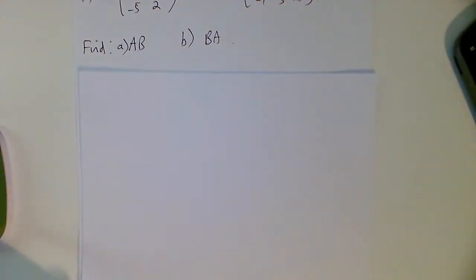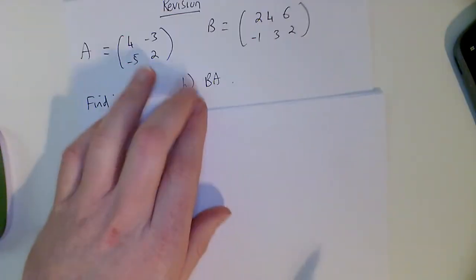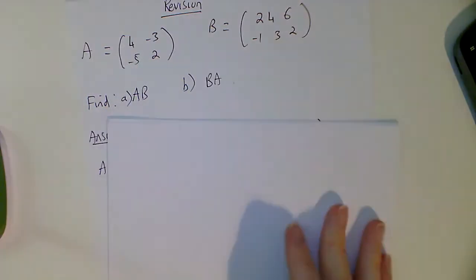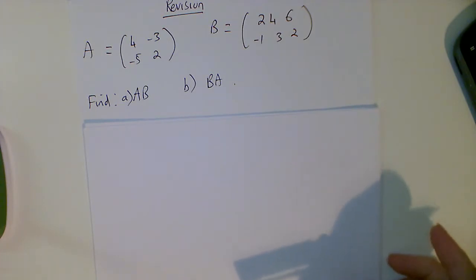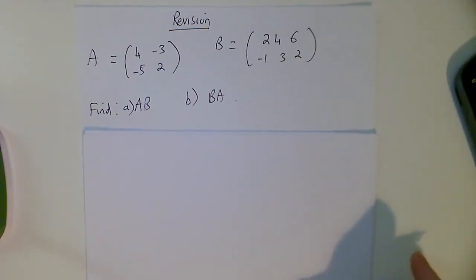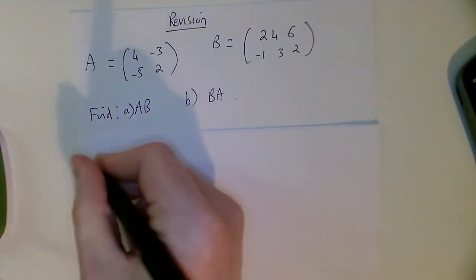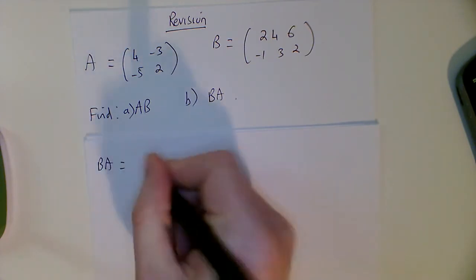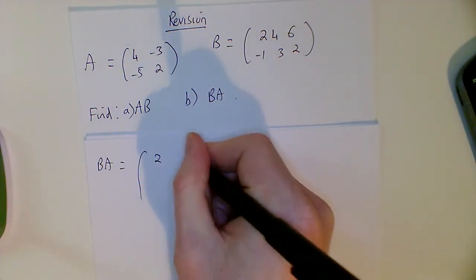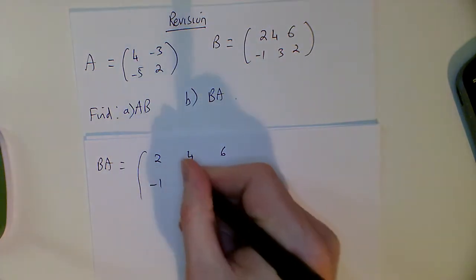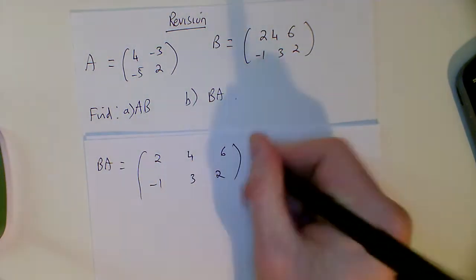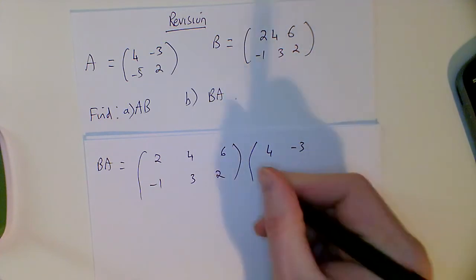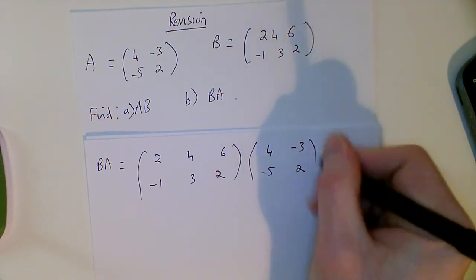So let's try BA. Right, so we write BA as 2, 4, 6, negative 1, 3, 2, and A is 4, negative 3, negative 5, 2.